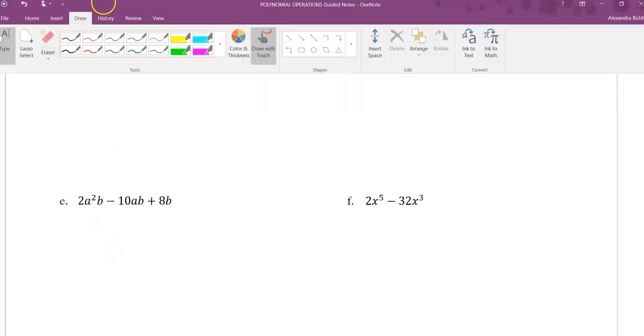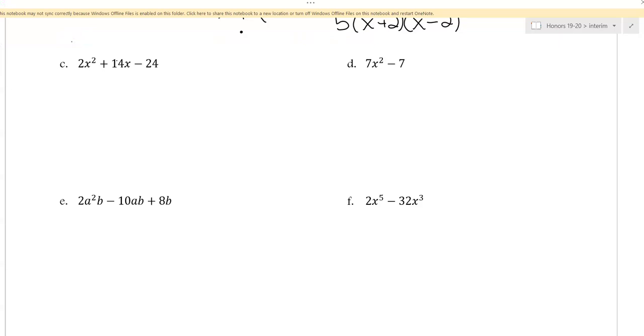All right, we're going to make a quick change. I think it's a typo. Change this to a plus really quick. So we have 2x squared plus 14x plus 24. Okay? We should recognize that all of these can be divided by 2. So now we have 2 times x squared plus 7x plus 12.